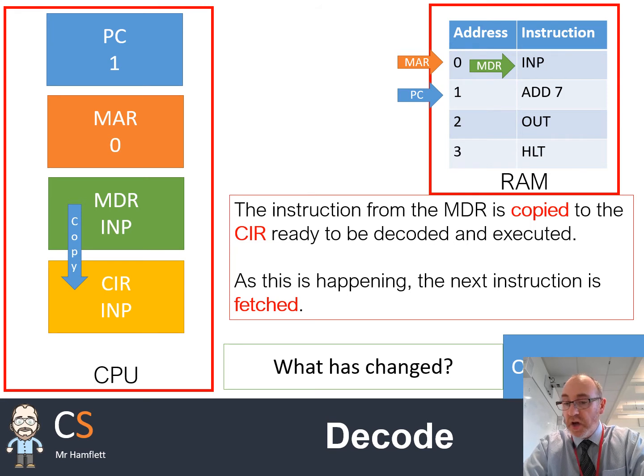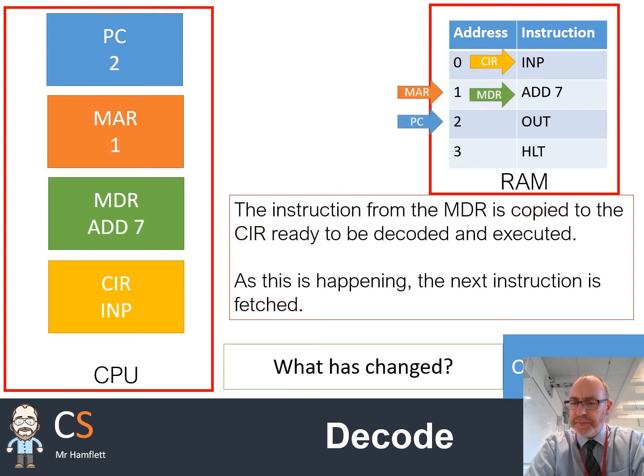The instruction can't be decoded and executed from the MDR. We have to introduce one last register, which is known as the current instruction register, or the CIR. The instruction is copied from the MDR into the CIR, where it's decoded and then executed.